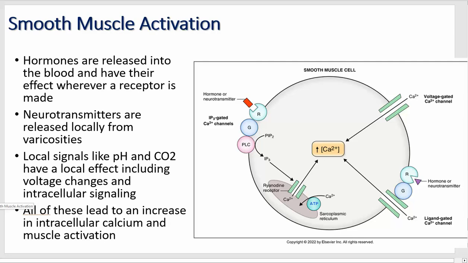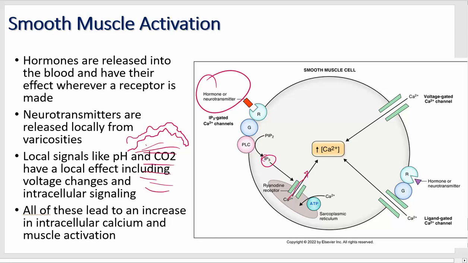All right, so smooth muscle activation. Hormones released into the blood have their effect wherever a receptor is made. Here we can see hormones or neurotransmitters binding the receptor, and then inositol triphosphate, IP3, causing more calcium to be released from the sarcoplasmic reticulum. Neurotransmitters are released locally from varicosities. We're going to have a picture of that on the next page, but that will penetrate into a muscle and activate a whole lot of different smooth muscles in an area. That's how we get some of that peristaltic activity, or constriction all along a blood vessel.